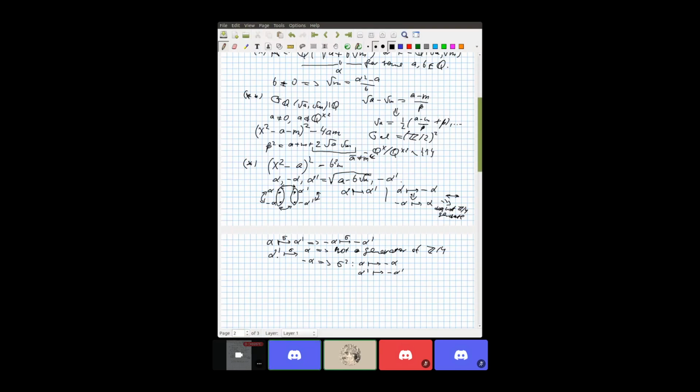Okay, let's see. So let's take a look at sigma cube. We can see that sigma maps alpha to alpha prime, alpha prime to minus alpha, then minus alpha to minus alpha prime, and minus alpha prime to alpha. Then sigma squared gives us alpha to minus alpha, minus alpha to alpha. It just swaps the sign.